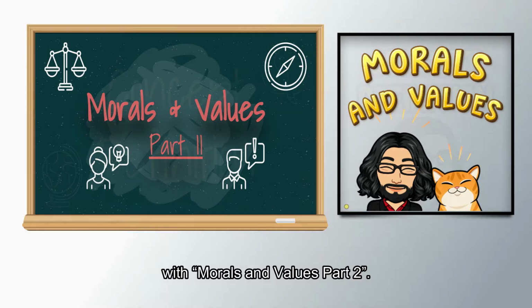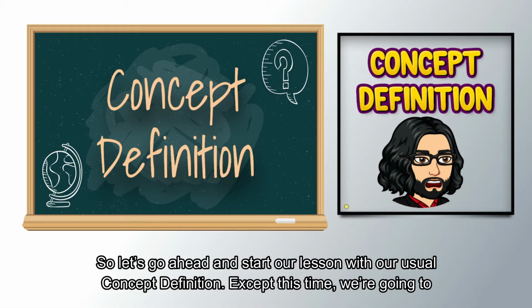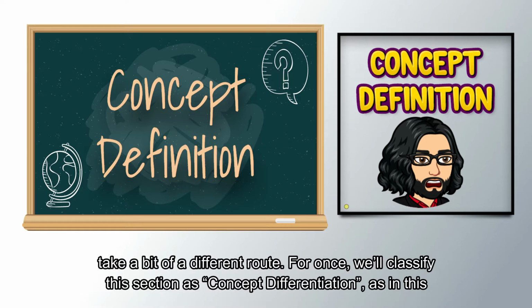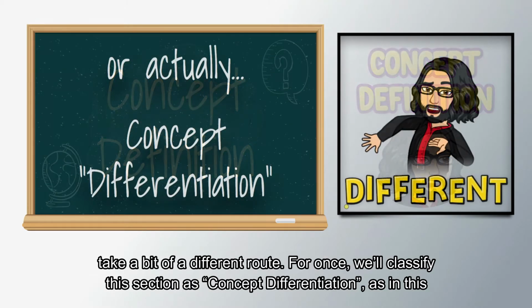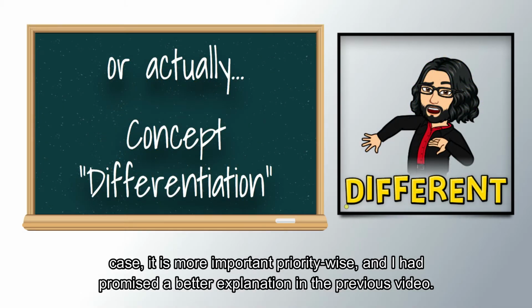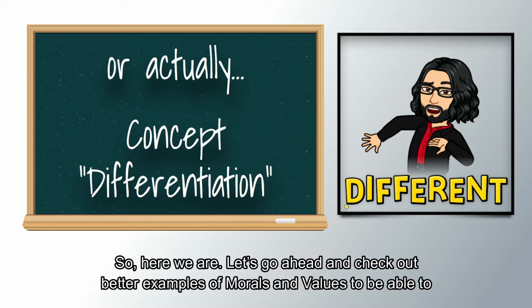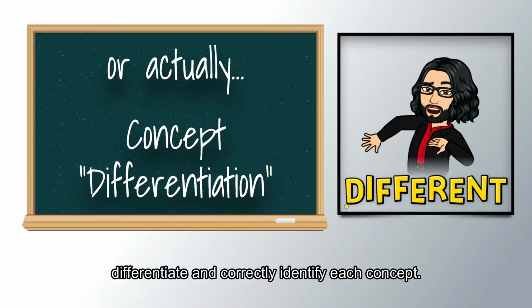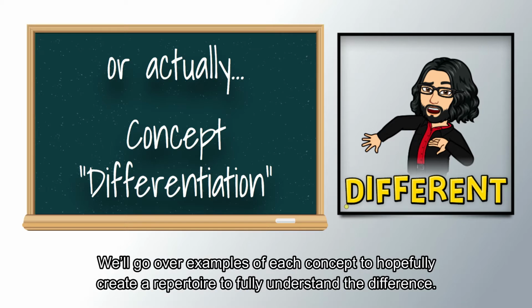Morals and Values Part 2. So let's go ahead and start our lesson with our usual concept definition, except this time we're going to take a bit of a different route. For once, we'll classify this section as concept differentiation, as in this case it is more important priority-wise, and I had promised a better explanation in the previous video. So here we are. Let's go ahead and check out better examples of morals and values to be able to differentiate and correctly identify each concept. We'll go over examples of each concept to hopefully create a repertoire to fully understand the difference.